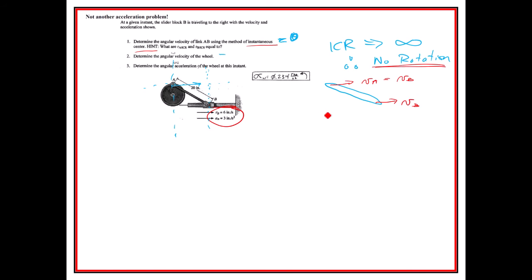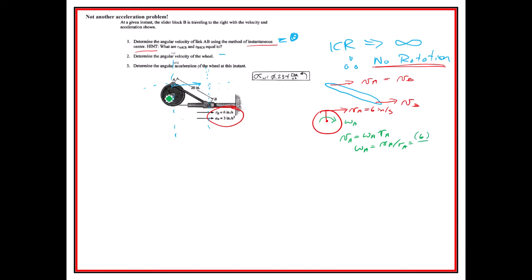Therefore, we could find from the wheel that the velocity of A is going to be equal to 6 inches per second, right? But he's got an angular velocity. I just call him A right here. So VA is equal to omega A times RA. So omega A is equal to VA over RA. And so that's going to be 6 inches per second. And let's hope that this thing is in inches.